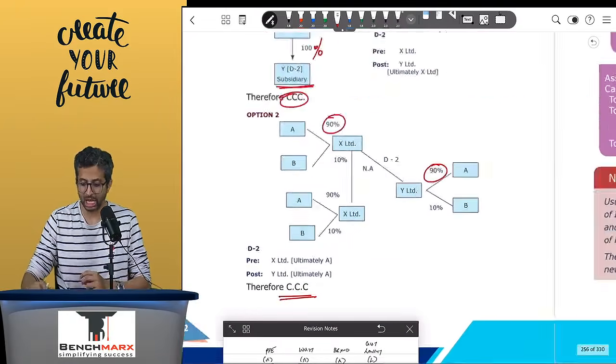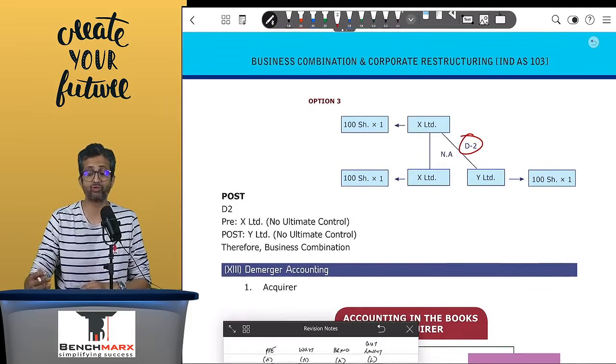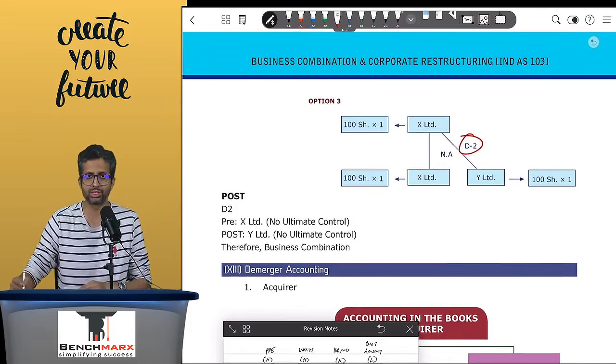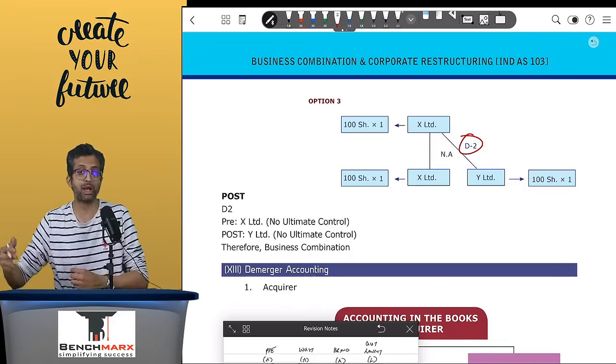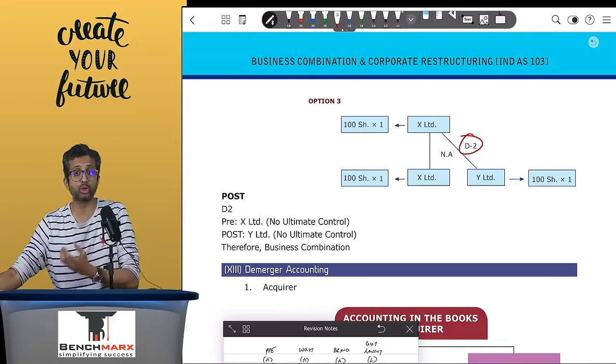And then is the last case where it's the same case. There is X, it transfers division D2 to Y. However, there is no controlling shareholder in X. There are 100 shareholders, let us say, holding 1% stake, then those same 100 shareholders might be holding 1% stake in Y. So post combination, the business of D2 is now controlled by Y.